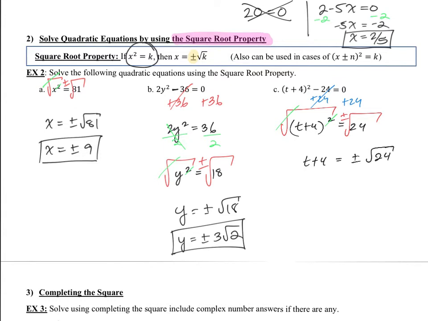Let's see, can we simplify the square root of 24? There is a 4 in there. Yep, so we can simplify that. Plus or minus 2 root 6.